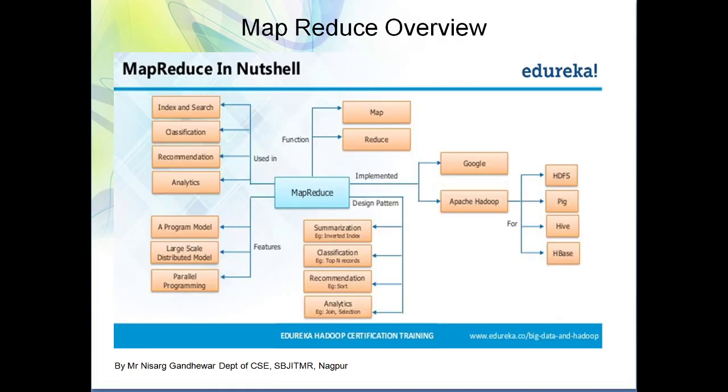Then we talk about an overview of MapReduce. This is a generalized diagram. I have taken this diagram from Edureka. It gives you an overview of MapReduce. Here you can see MapReduce is used for indexing and search. It is also used for classification. It is also used for recommendation by many e-commerce websites such as Flipkart and Amazon. Then it is also used for analytics, again by most social networking sites as well as e-commerce sites. So MapReduce is used for many purposes.